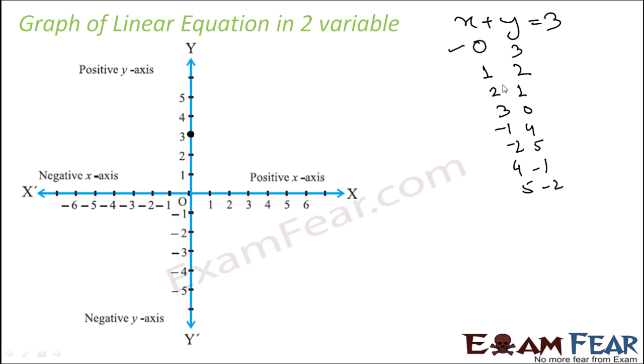Similarly, x is 3, y is 0. This is also a point. So these two are valid points. If you want, we can actually plot more points. x is 1, y is 2.